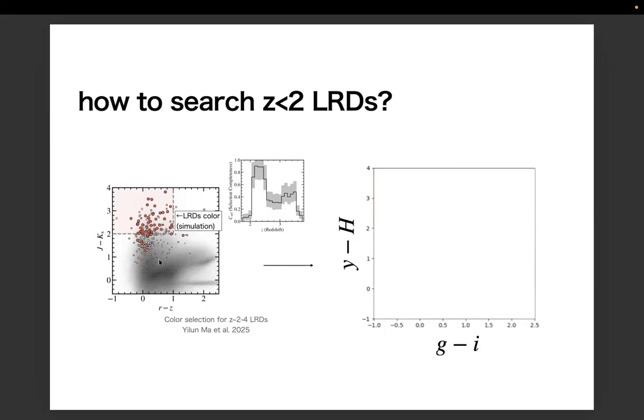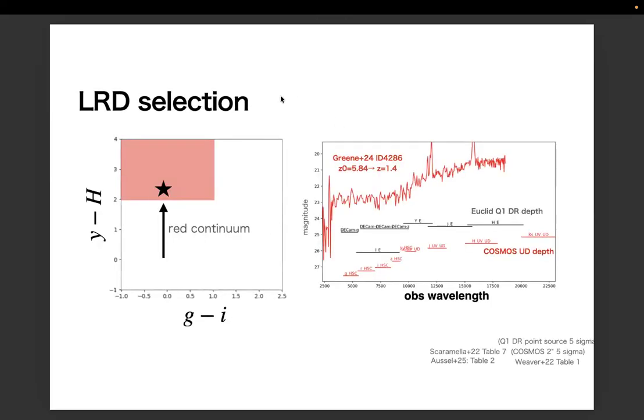So the idea is that you can just shift the color. I change it to Y-H and G-I. So this shows you the idea. If we bring it to redshift 1, you will get this kind of spectrum, and the optical color will be boosted to the redder side, and it will enter this red color region.